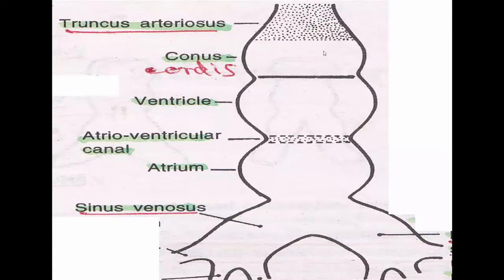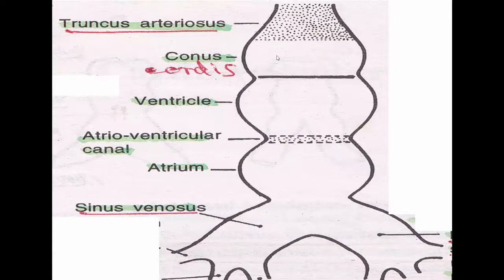So the part in relation with the truncus arteriosus will become the infundibulum. If you remember about your heart viscera, or if you remember your figure, this is the infundibulum, the outflow part of the pulmonary trunk. And the part in relation to the aorta will become the aortic vestibule. They both come from the conus cordis.